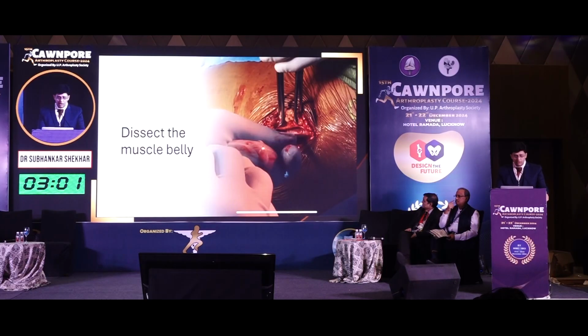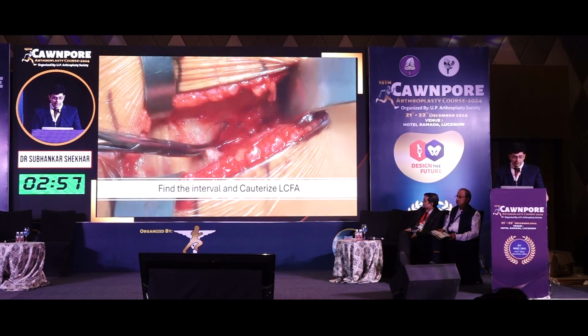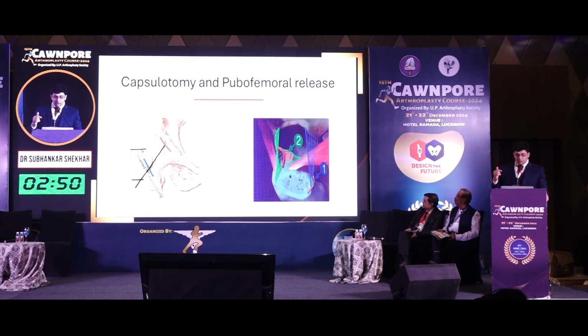Split the fascia, dissect the muscle belly, find the interval, cauterize the LCFA, release the reflected head of the rectus and raise the iliocapsularis. Now, you have to do a capsulotomy. Many surgeons favor an H capsulotomy. I personally favor an inverted capsulotomy.